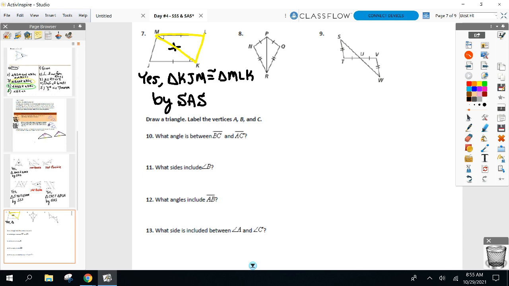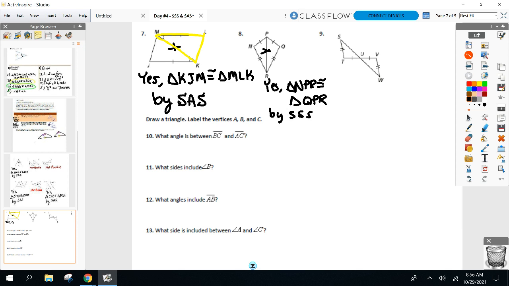Was 8 possible? Yep, by what method? Side, side, side, because you guys had the reflexive side PR, which you can mark on your own, so yes. I'm going to go triangle NPR congruent to triangle QPR, by side, side, side.